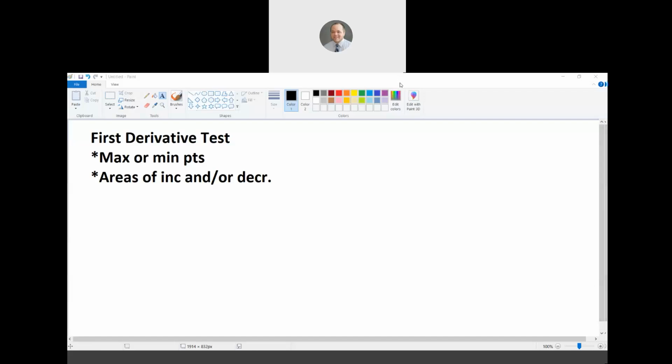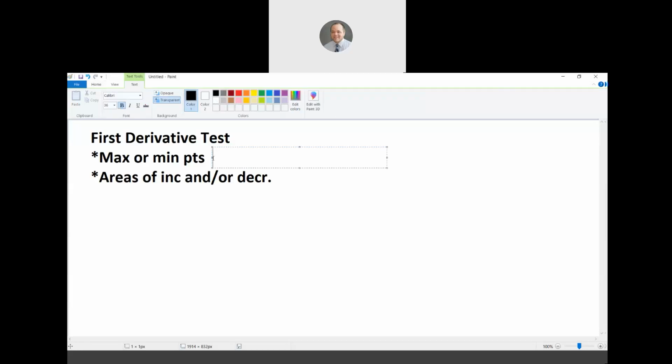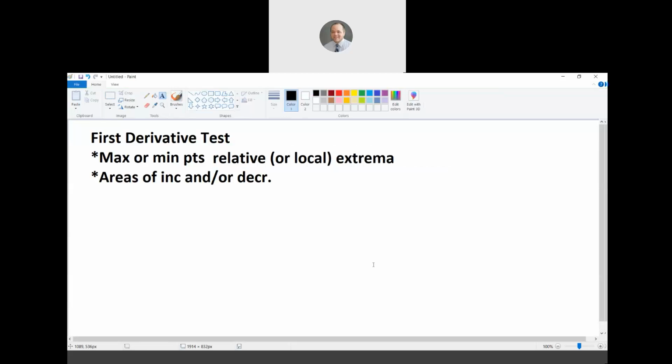All right, the last time we met, we talked about all the things that we could do with the first derivative or the first derivative test, namely find relative or local extrema, and that just means relative or local max or min points.